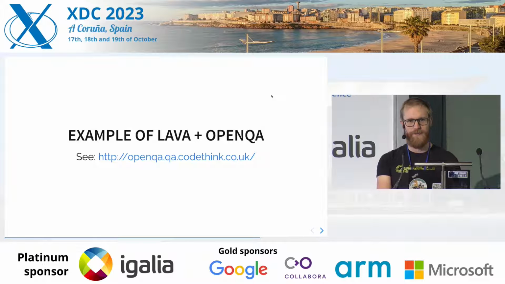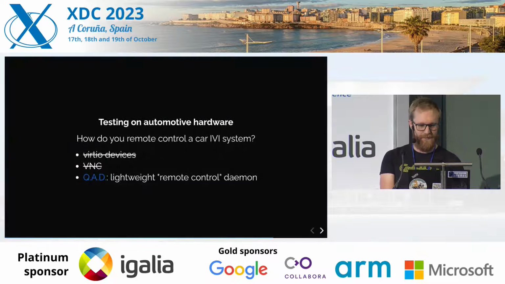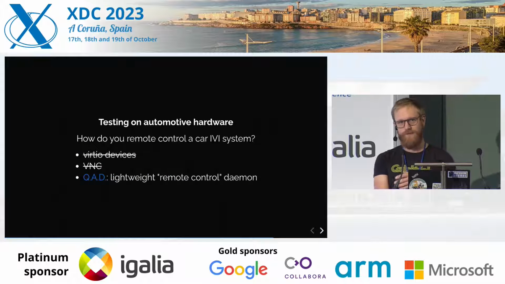I wanted to talk a little bit about some further hardware experiments we've done at Codethink. These are a little bit unrelated to OpenQA, but I think they're interesting. So a lot of the work we've done for customers has been on car systems. These don't have VNC or VirtIO devices. So we developed this really lightweight remote control system that is a static binary called QAD. You run it on your device, and you can use HTTP requests to inject input events and capture the contents of buffers. That's available on GitLab if that's something that's useful.